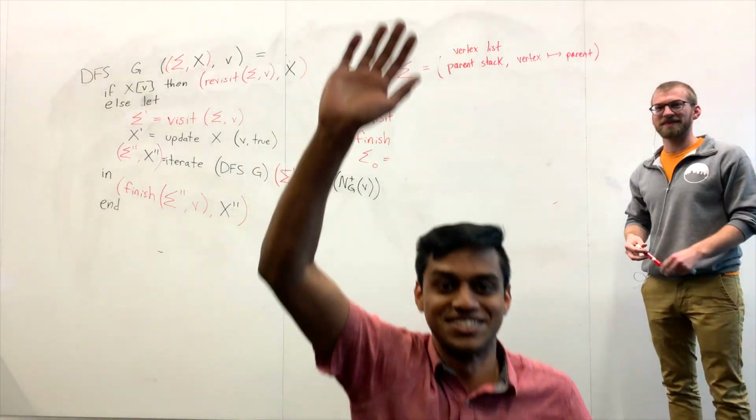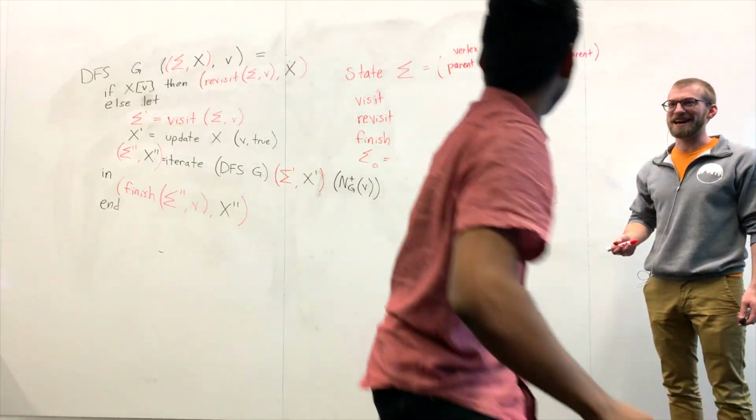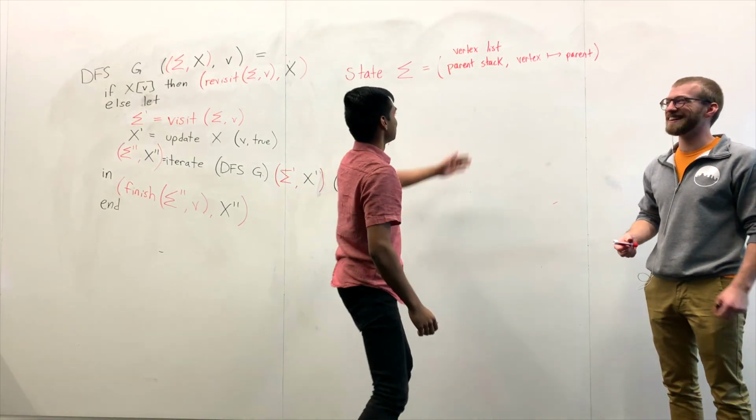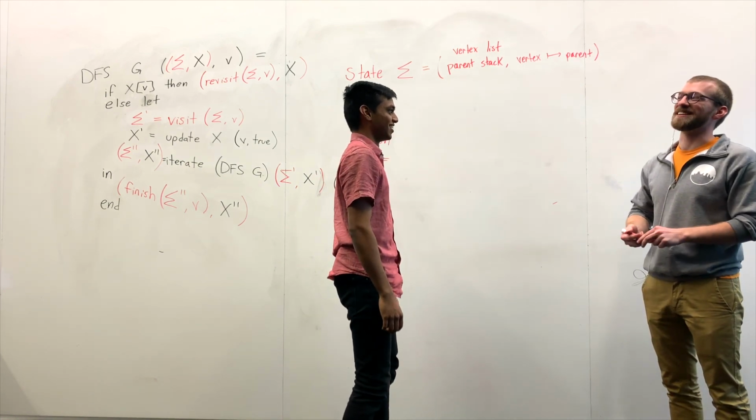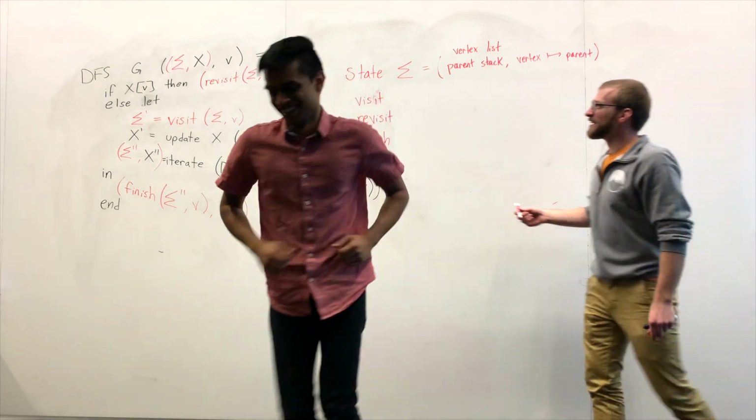Sam, I have a question. Yeah, Anish, what's your question? So why do we have to use a stack? Why can't we just store like the current vertex or something? That's a great question, Anish. Thanks for asking it. Let's try that.